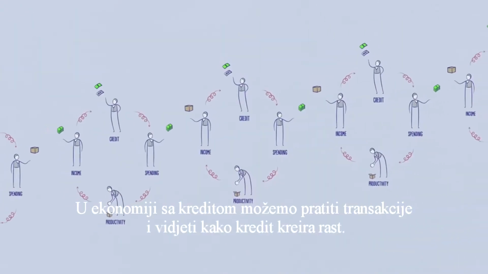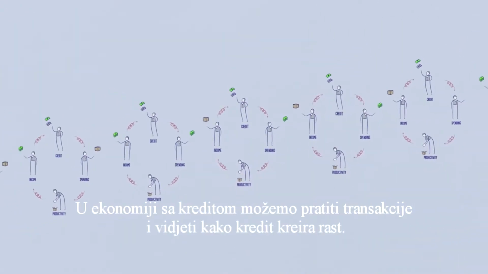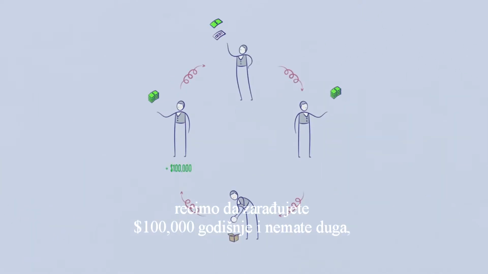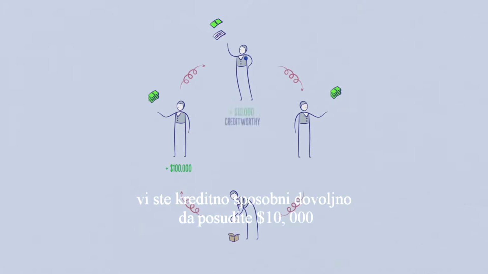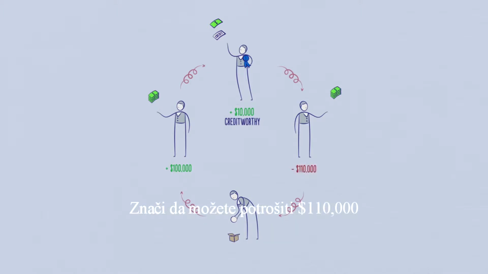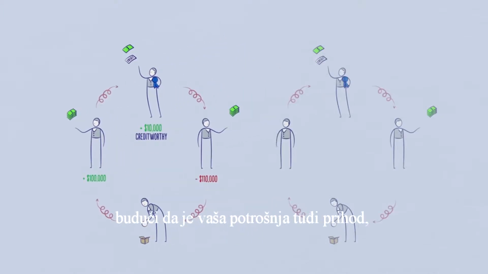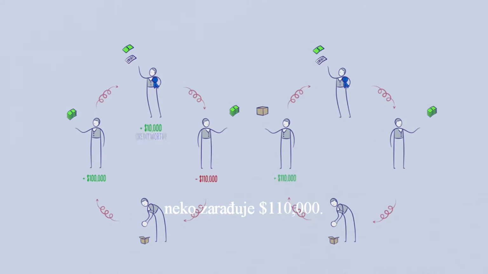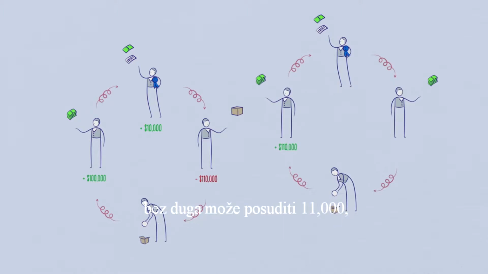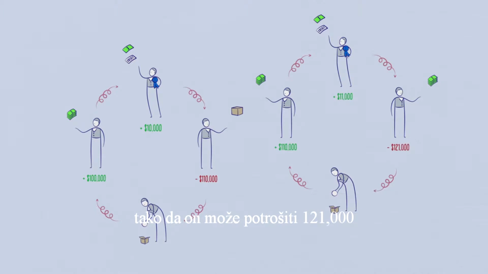In an economy with credit, we can follow the transactions and see how credit creates growth. Let me give you an example. Suppose you earn $100,000 a year and have no debt. You are creditworthy enough to borrow $10,000, say on a credit card. So you can spend $110,000 even though you only earn $100,000. Since your spending is another person's income, someone is earning $110,000. The person earning $110,000 with no debt can borrow $11,000, so he can spend $121,000, even though he has only earned $110,000.